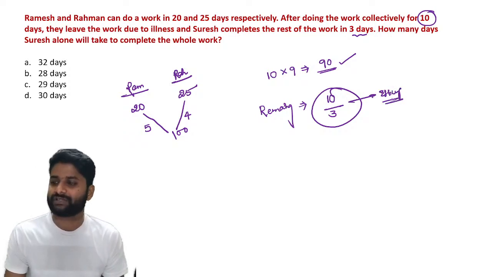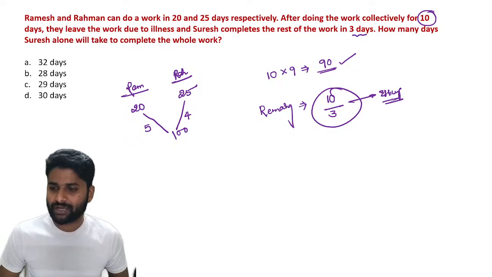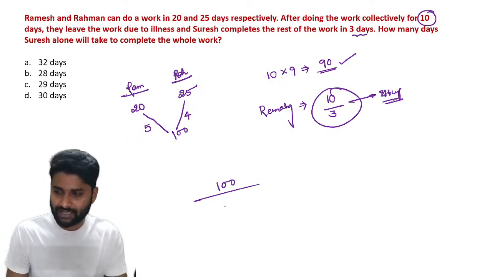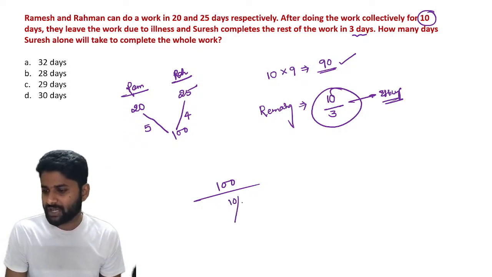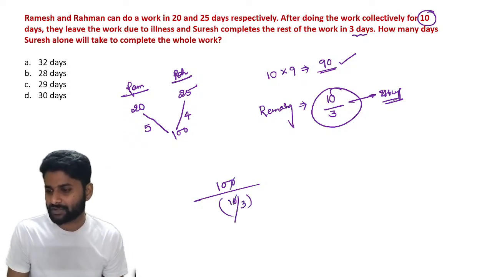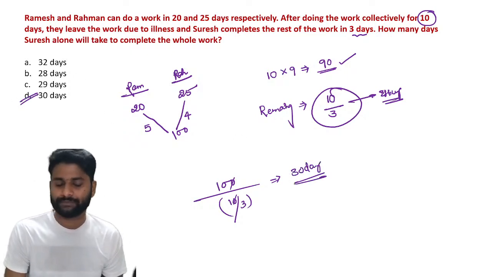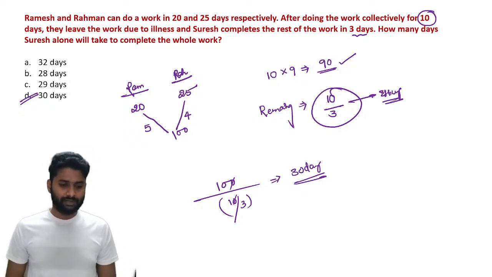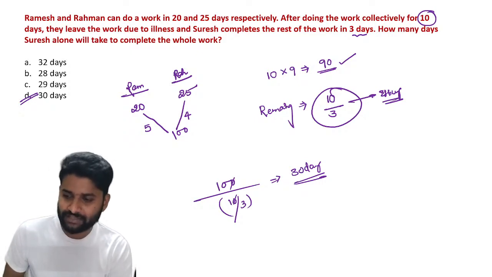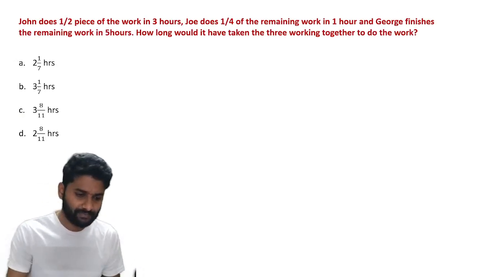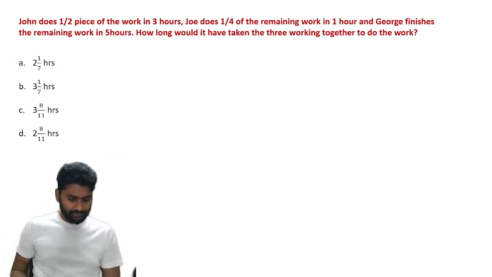Let's take it into fractions. Now, how many days can Suresh alone complete the whole work? We are targeting 100 units. We are assigning only Suresh. Suresh's efficiency is 10 by 3. Just go through the calculation. So Suresh takes 30 days to complete the whole work. So Suresh required 30 days to finish this job. Next. Go for the next question.